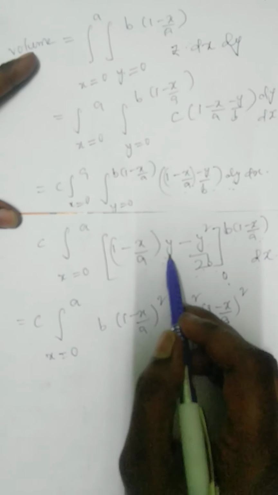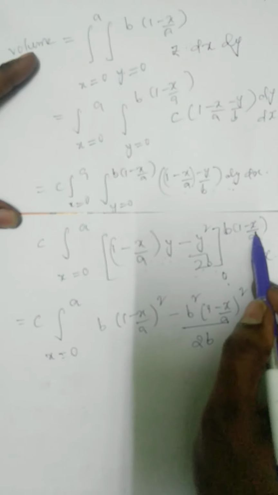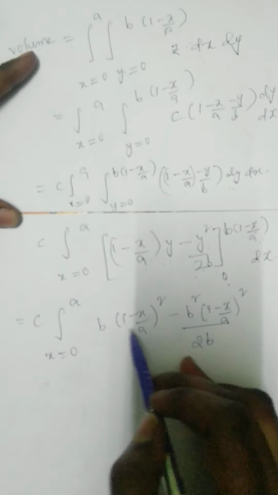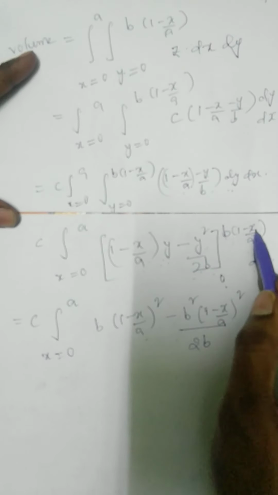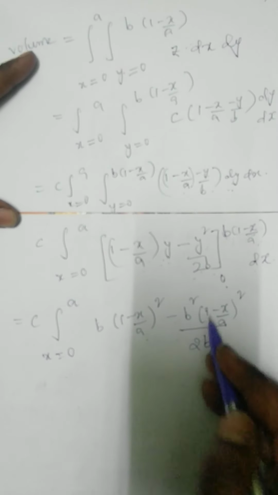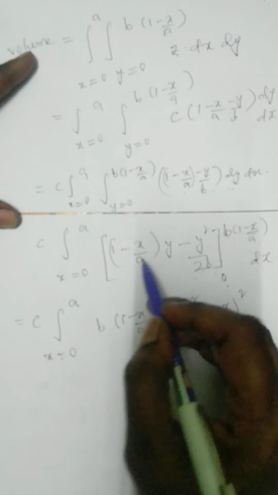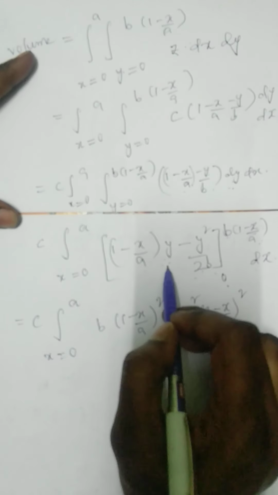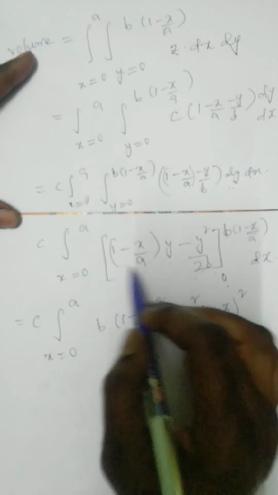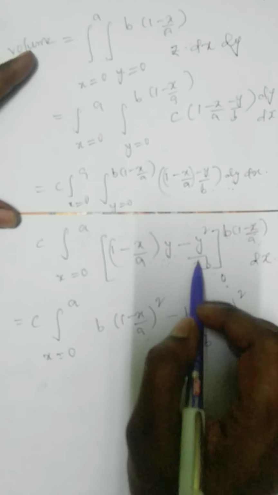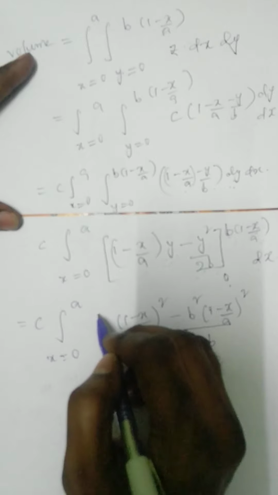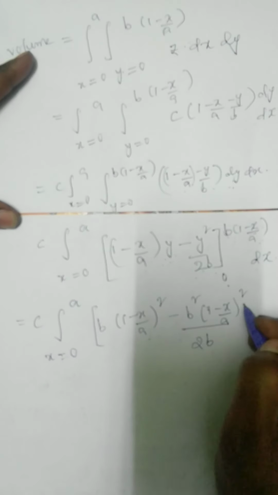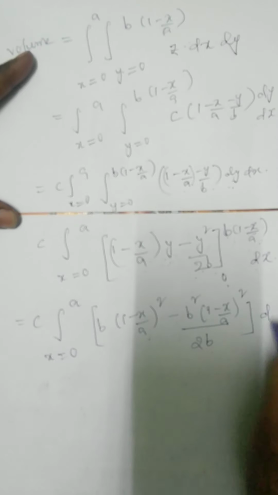1 minus x by a into the integration of y is b into 1 minus x by a. That is b into 1 minus x by a whole square minus y square, which is b square into 1 minus x by a whole square by 2b. Upper limit minus lower limit. Lower limit, in place of y, is 0, so it is 0 minus 0 by 0 square by 2, also 0. Lower limit anyhow 0. So into dx.